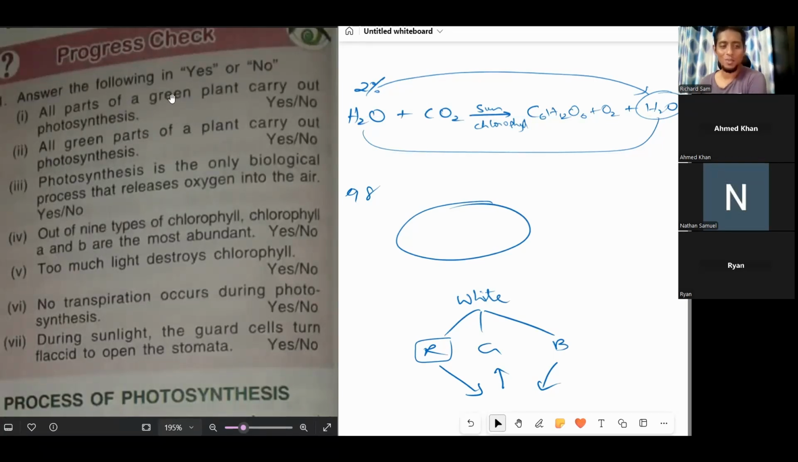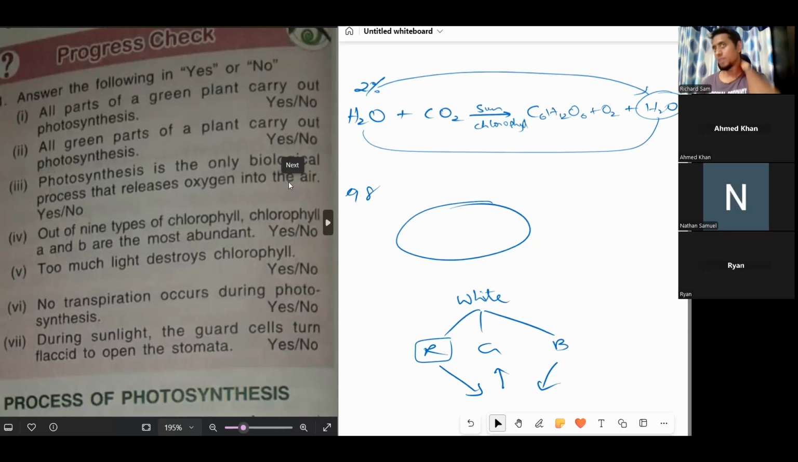Okay, so maybe what they mean is a green plant is not green everywhere. A green plant means what? A living plant. So now tell me, do all parts of a living green plant carry out photosynthesis? No, only the green parts. Now look at the second question. All green parts of a plant carry out photosynthesis. Okay, that is yes.